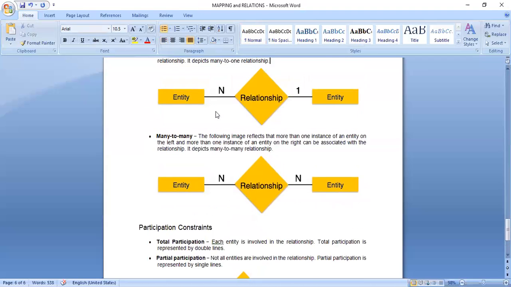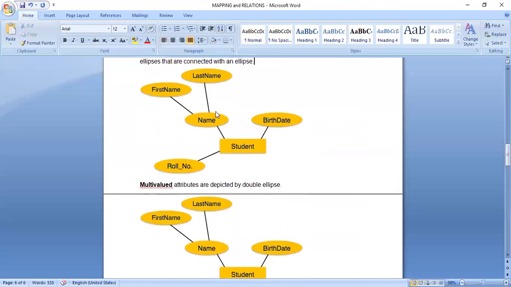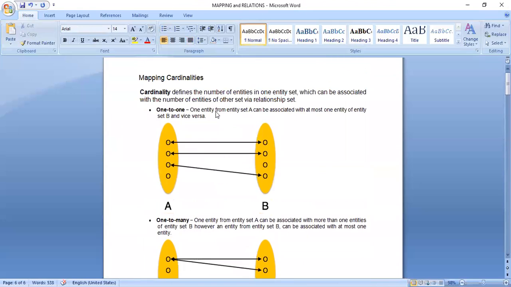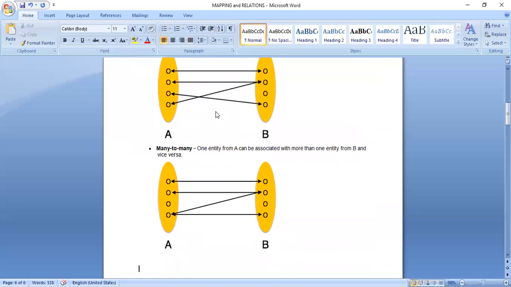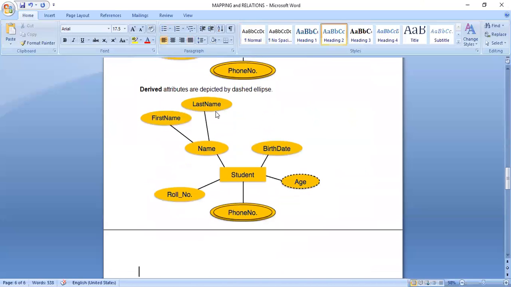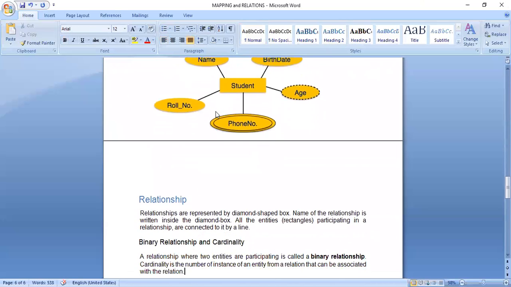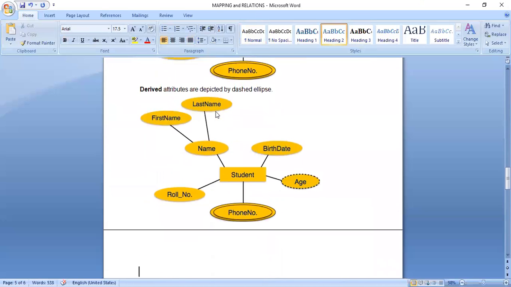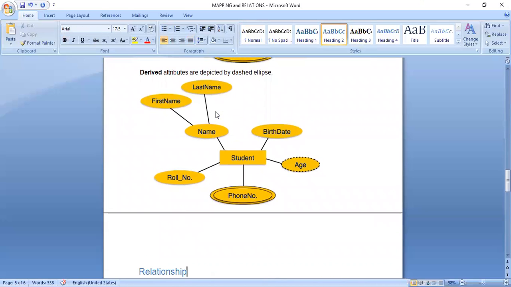So this is what mapping cardinalities and ER diagrams are. This is how you should show your ER diagram. If you have composite attributes, as we said, for student name you'll have first name and last name. You can provide those composite attributes. For student age, there will be date of birth, so you can provide a derived attribute called age. And a multivalued attribute called phone number. All these things can be done.